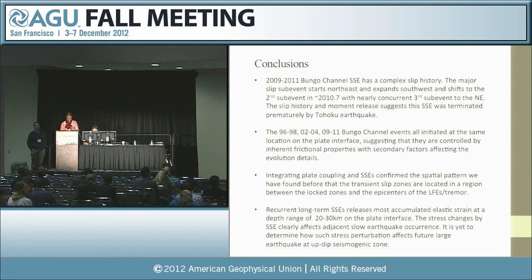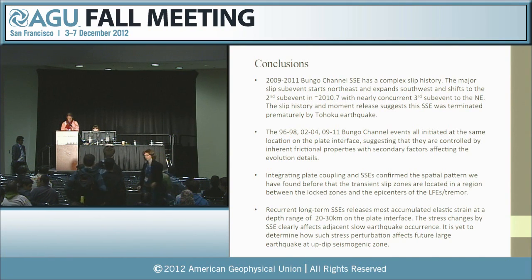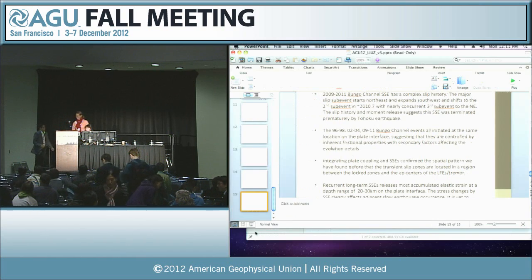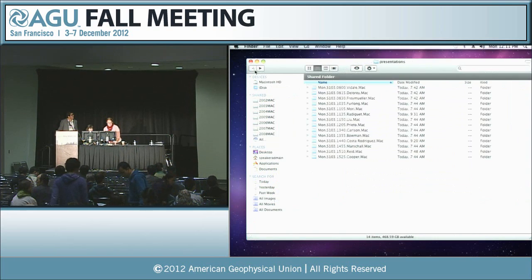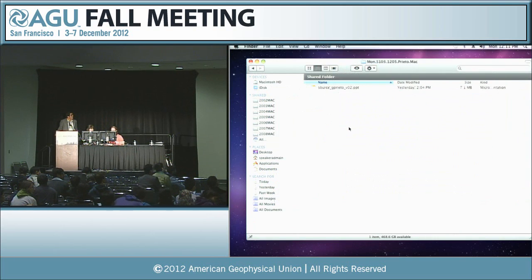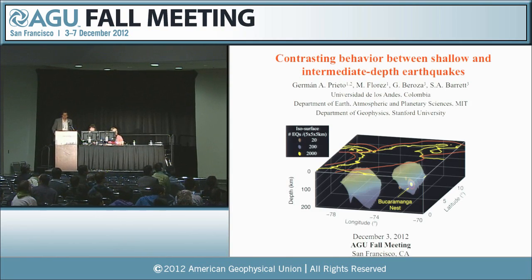No, not this time. Okay, so for the last talk of this session, it's an invited talk, contrasting behavior between shallow and intermediate depth earthquakes. It will be presented by Germán Prieto, and co-authors are Flores, Berosa, and Barrett. Okay, thank you very much for staying. I know you are all hungry, but this is going to be short.